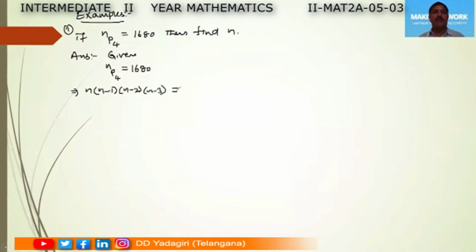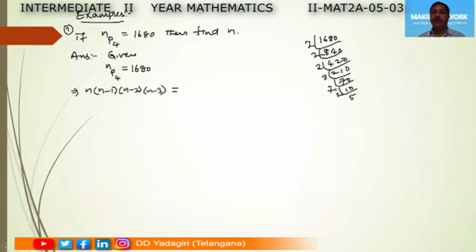And on the right hand side also, we have to express this 1680 as the product of 4 consecutive numbers by taking factorization. 1680: 2 into 840, 2 into 420, 2 into 210, then 3 into 70, 7 and 2 into 5. So the highest prime number in the factors is 7 here. Now let us see how we can express this as the product of 4 consecutive numbers.